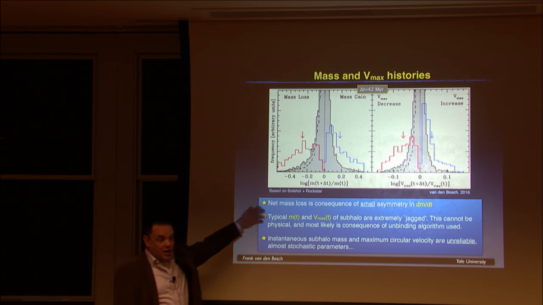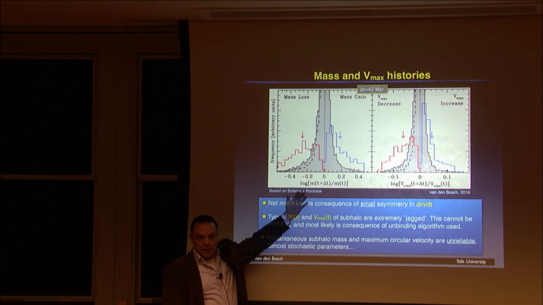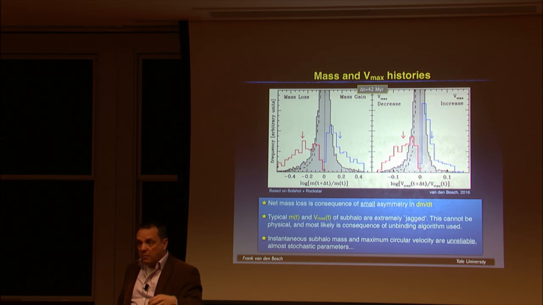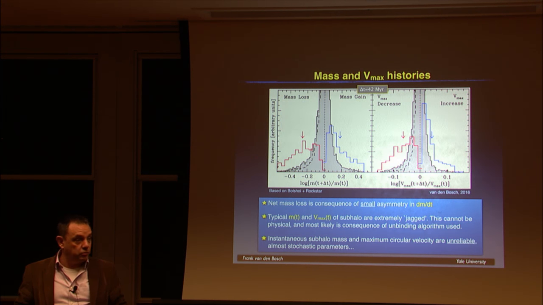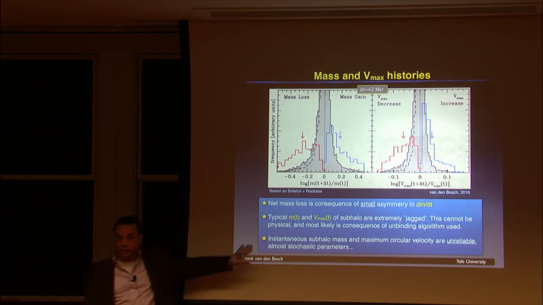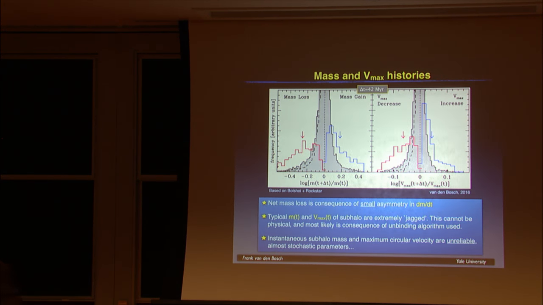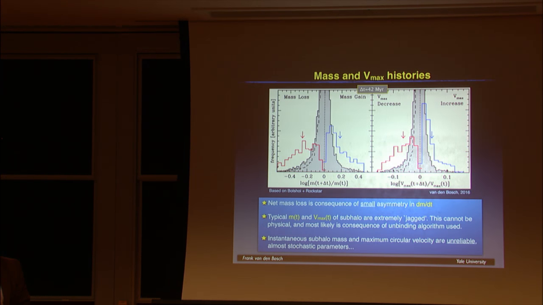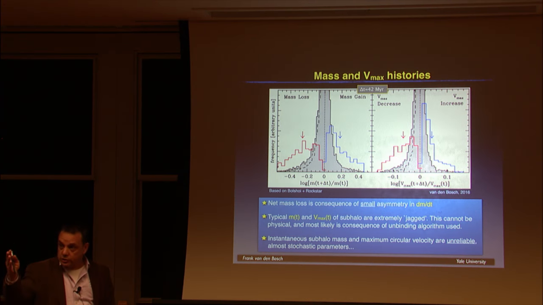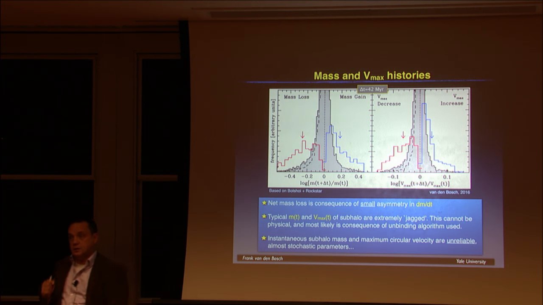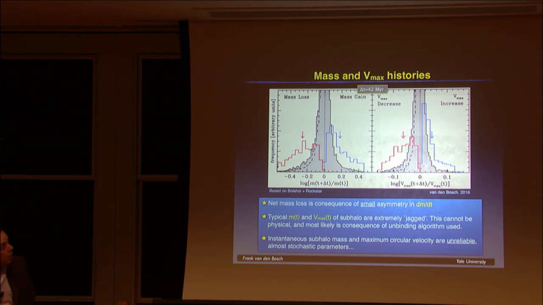But this is state of the art. This is what people do for a living. And it basically means that the mass or the maximum circular velocity of a halo are basically good random variables. You want to make a random variable generator, just use the mass or the maximum circular velocity of a subhalo. This is bad. Statistically, things are converged, correct. But if you want to use individual masses and instantaneous masses, you have to be careful.